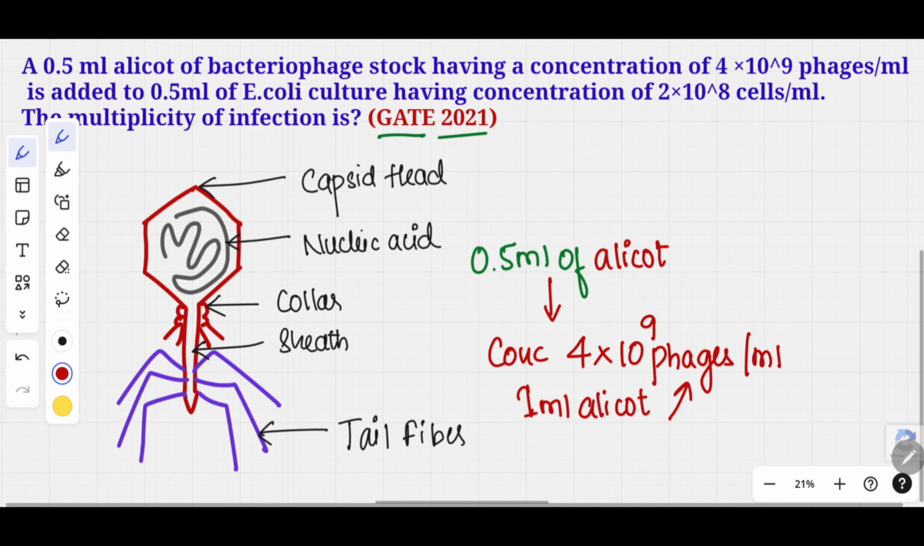Next, this is added to 0.5 ml of E. coli culture. They are saying 0.5 ml of this is added to an E. coli culture. Now let us see E. coli. E. coli is nothing but Escherichia coli, which, for your understanding, let us consider as an E. coli.